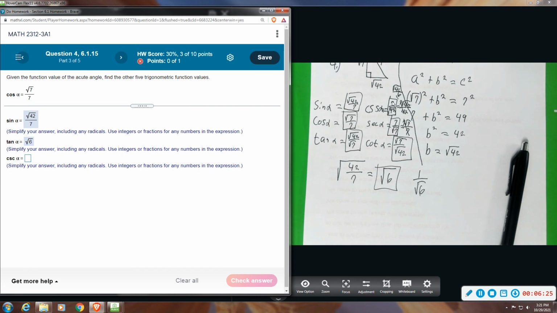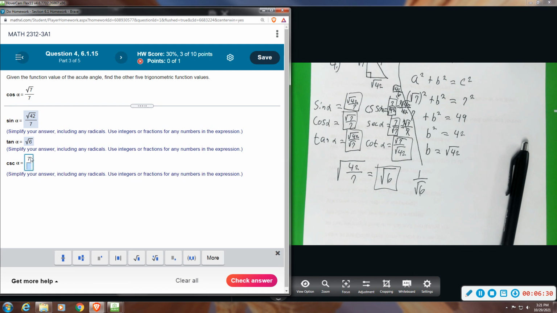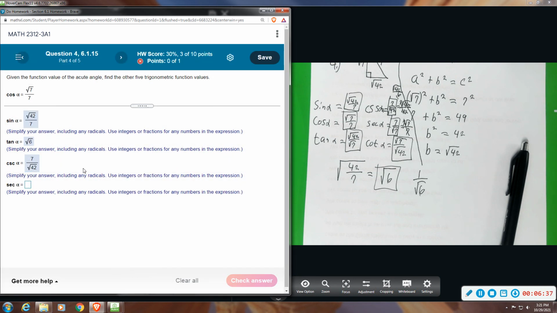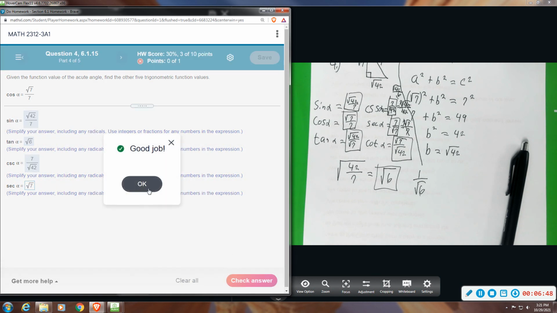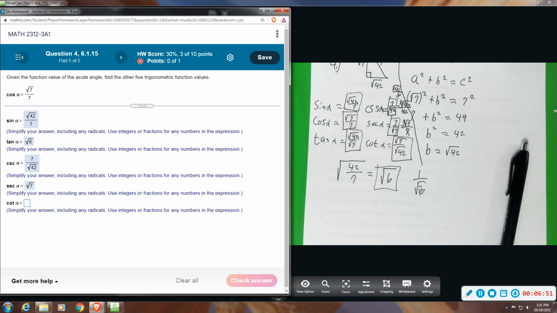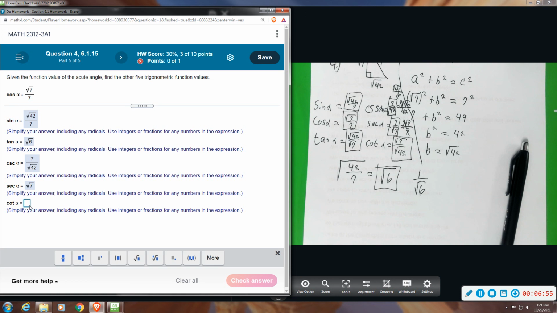Cosecant, that one should be okay. So I can do 7 divided by square root of 42. Secant, I just ended up with square root of 7. Let me go ahead and try that one out and see what it looks like. Square root of 7, once you rationalize, that's fine. And then we're going to flip this one because that one has to be reduced as well. So just 1 divided by the square root of 6.